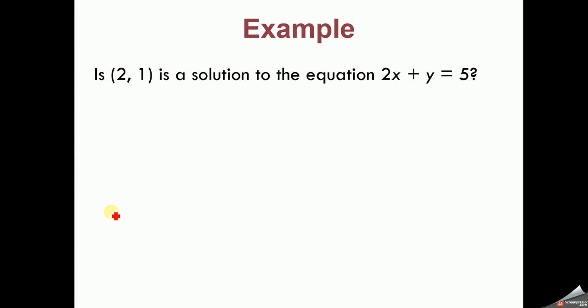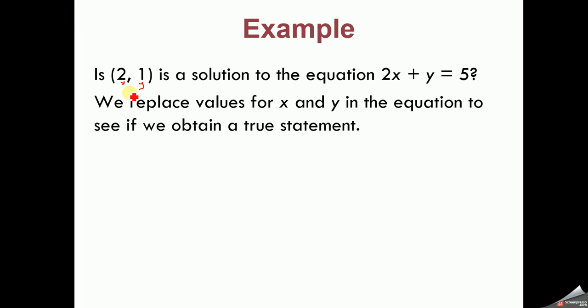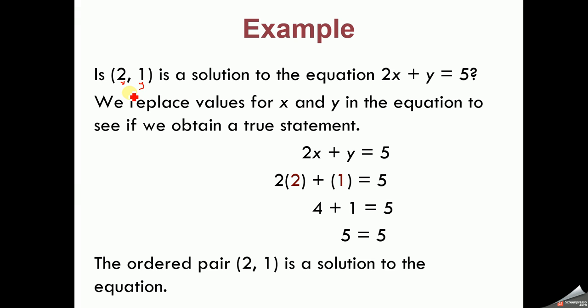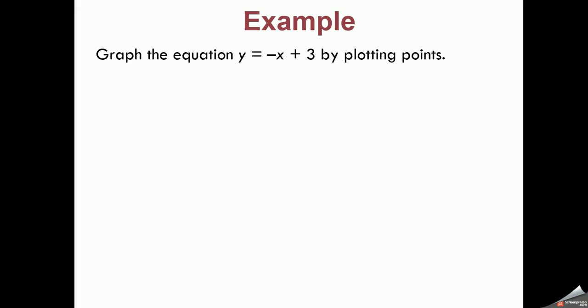Okay, so one problem we have is the "is it a solution" problem. They're giving us a possible solution. Notice it's an ordered pair, (x, y). Is it a solution? Well, plug it in. We replace values for x and y in the equation to see if we obtain a true statement. Plug them in, 2 for x, 1 for y. You have to use PEMDAS on the left-hand side, so do the multiplication first. 4 plus 1 equals 5, that's true. So the answer is yes. The ordered pair (2, 1) is a solution to the equation.